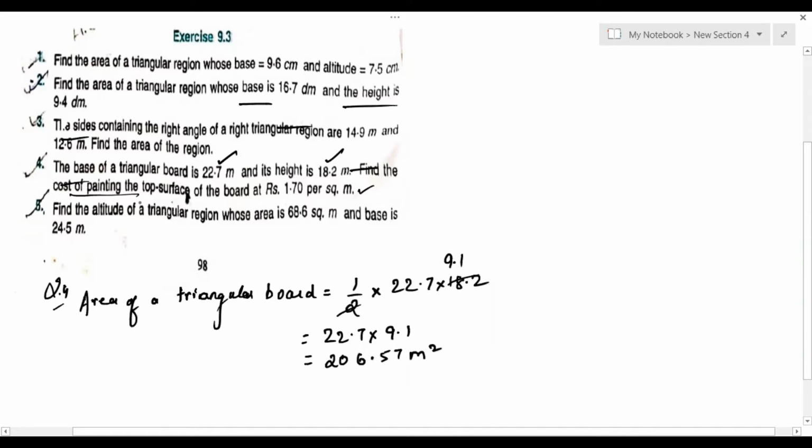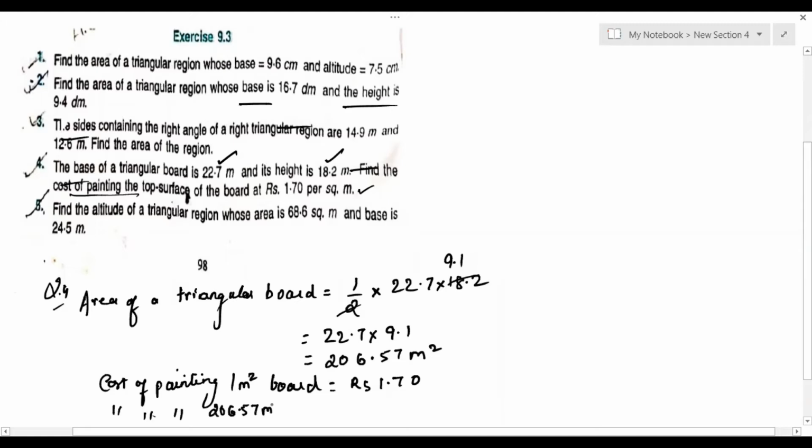Now what is the second part of the question? We need to find the cost of painting. The cost of painting 1 meter square of board is already given to us, that is rupees 1.70. So therefore the cost of painting 206.57 meter square of board will be equal to 206.57 into 1.70. That will give you 351 rupees and 16 paise.